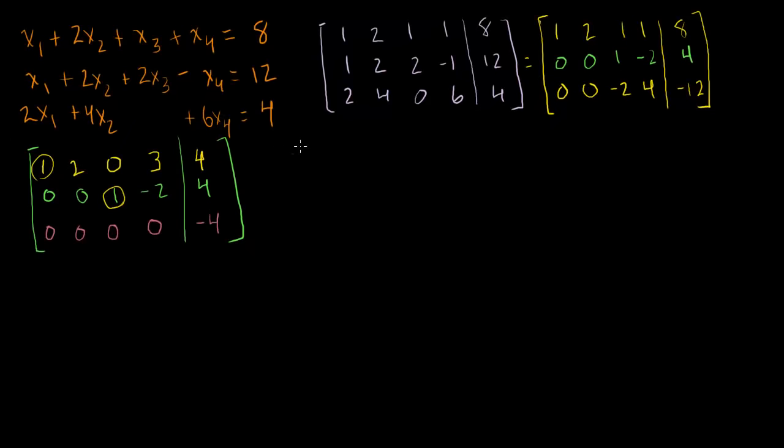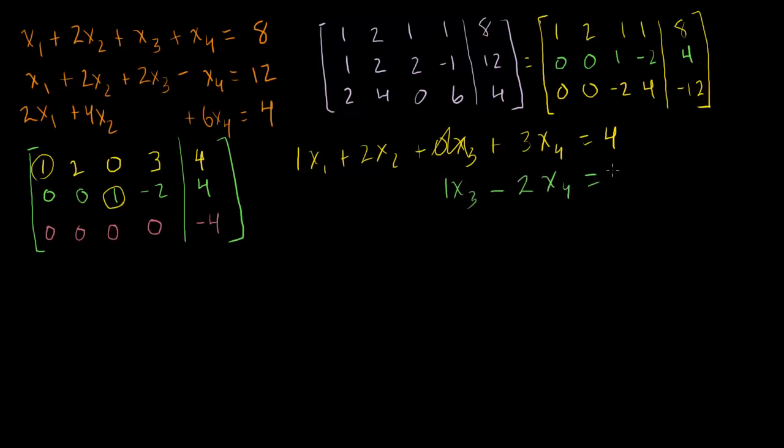So I get 1 times x1 plus 2 times x2 plus 0 times x3 plus 3 times x4 is equal to 4. Obviously, I could ignore the 0 term there; I didn't even have to write it. Then I get 0 times x1 plus 0 times x2 plus 1 times x3. Well, I'll just write the 1. 1 times x3 minus 2 times x4 is equal to 4.